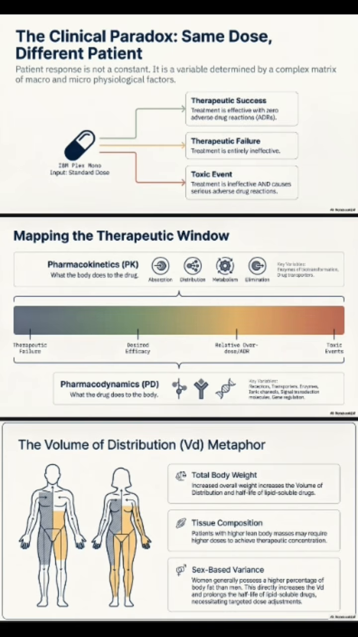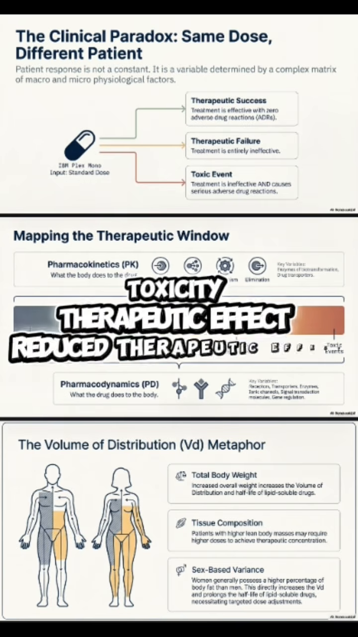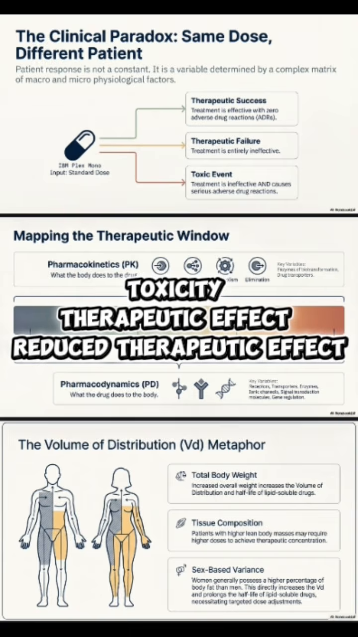Now let's take a look at the first factor, which is volume of distribution. This can be affected by total body weight, tissue composition, and sex-based variances. So an increase or decrease in volume of distribution will affect how a drug affects you. If there's an increase in volume of distribution, there's going to be less drug in circulation, and if there's a decrease in volume of distribution, there's going to be more drug in the circulation. So this can either cause toxicity or reduce therapeutic effects.